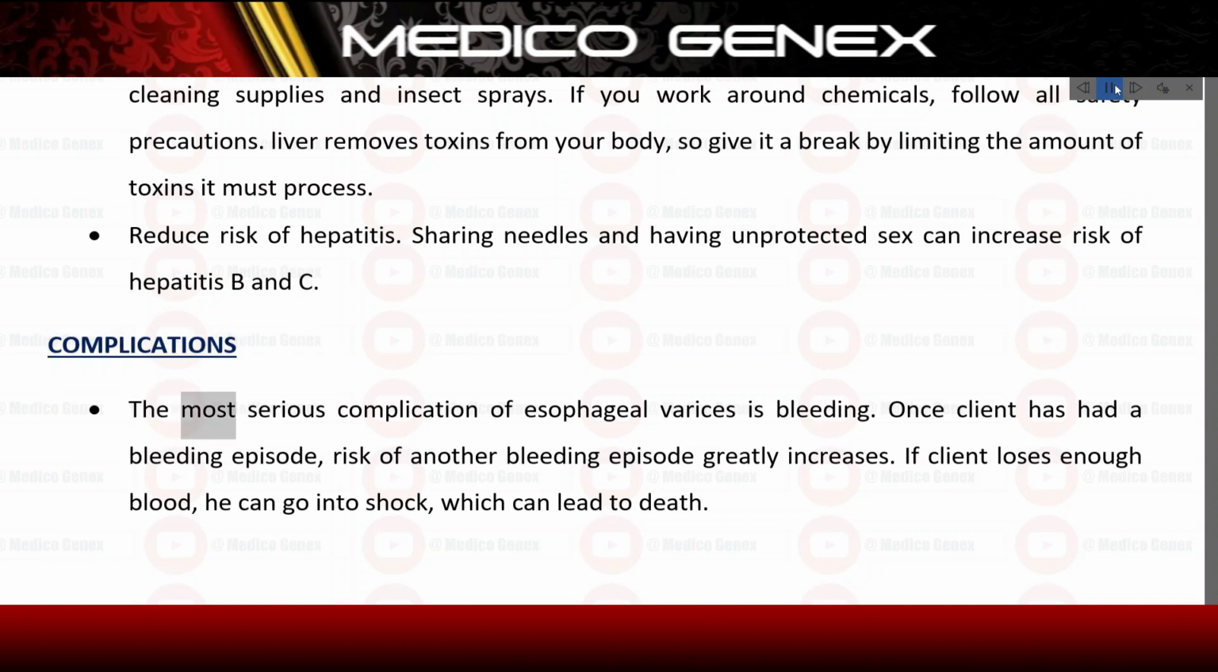Complications. The most serious complication of esophageal varices is bleeding. Once the client has had a bleeding episode, the risk of another bleeding episode greatly increases. If the client loses enough blood, he can go into shock, which can lead to death.